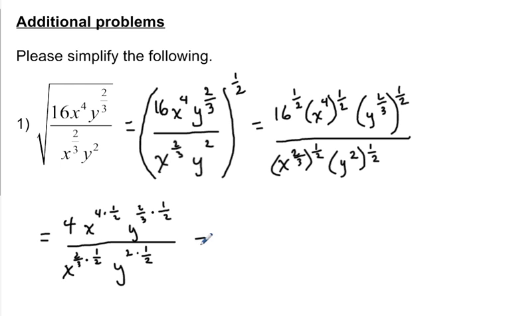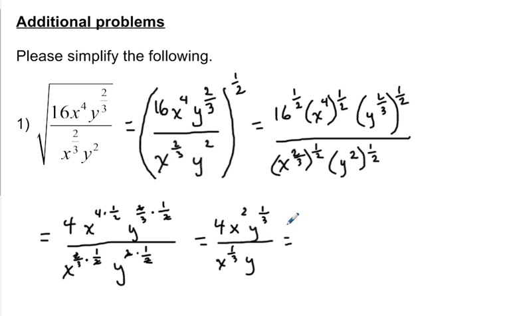Now let's multiply all of these exponents. The 4 still remains, and we have x to the 4 times 1/2, which is simply 2. For 2/3 times 1/2, these 2's cancel each other out, and we're left with y to the 1/3 power over, same thing here, x to the 1/3 power, and same thing here, we'll simply have y.